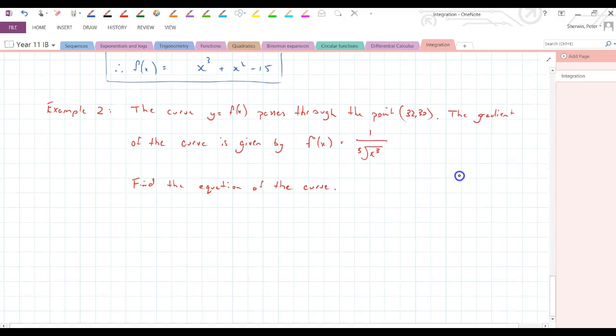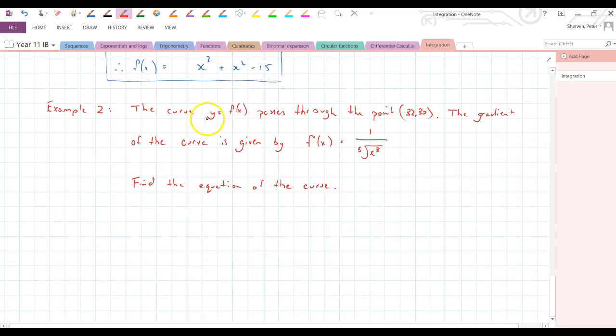Okay, you can see why I paused there. Kind of lengthy, example 2. The curve y equals f of x passes through the point (3, 230). The gradient of the curve is given by f dash x, which is this. Find the equation of the curve.